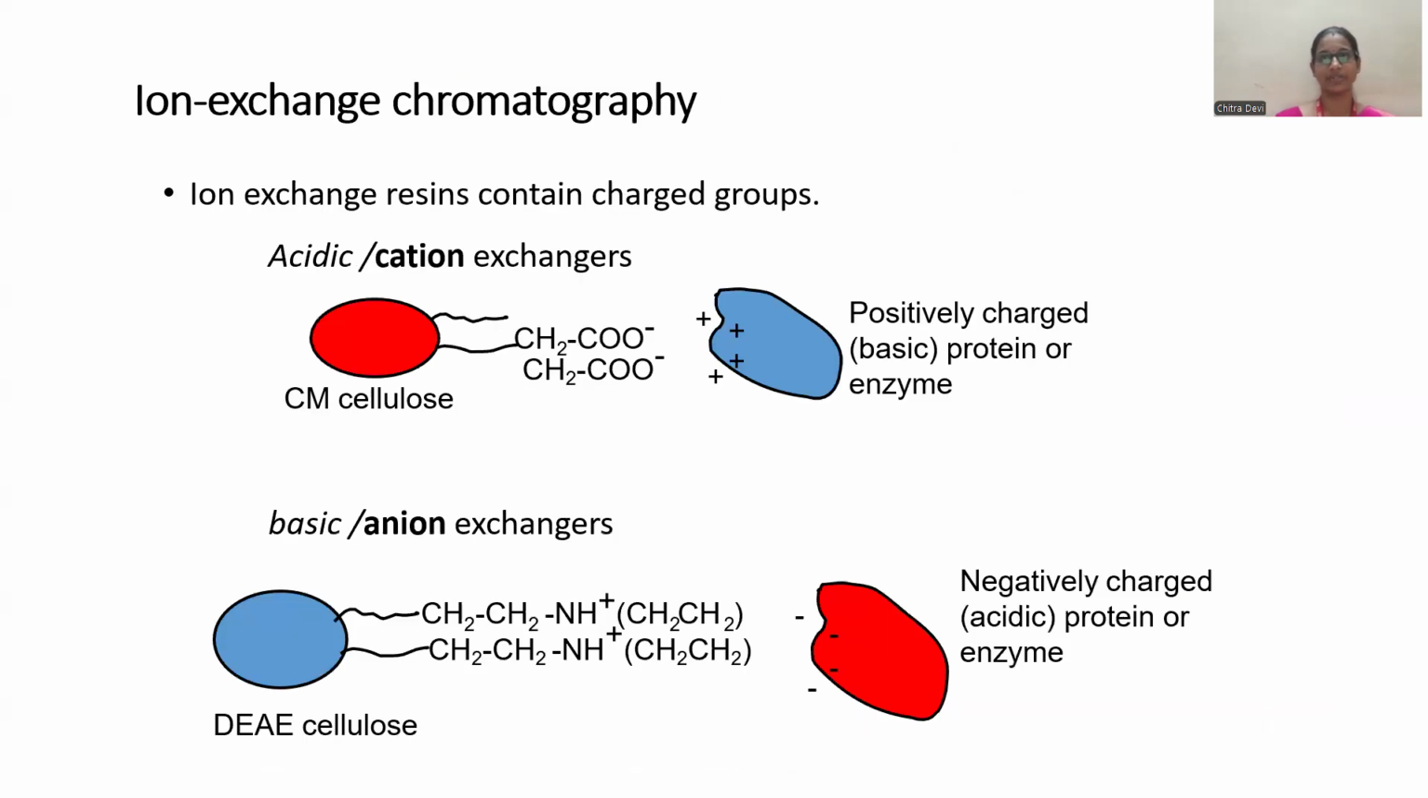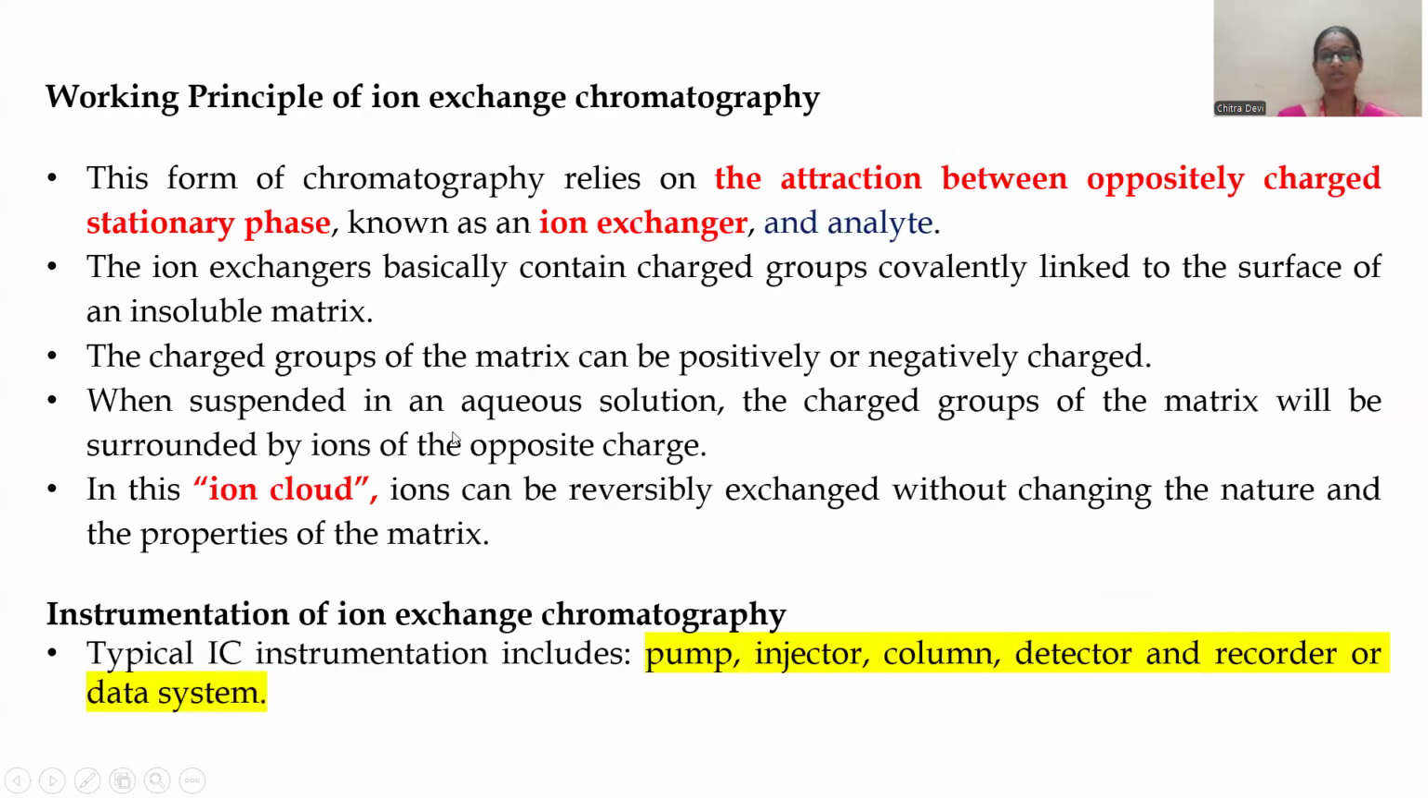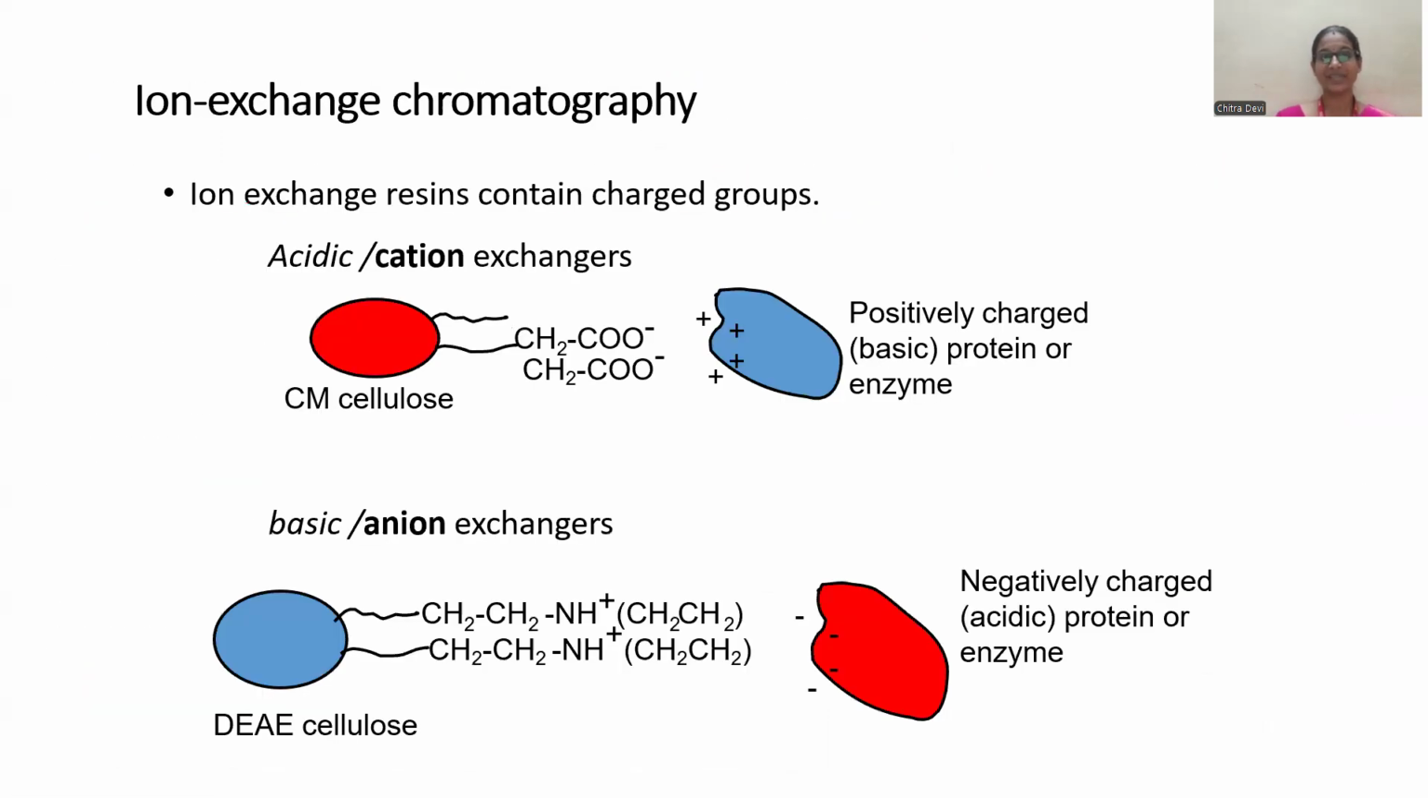So here you can see, I have told about anion exchanger and cation exchanger. So this will be the example. I have already told that the base material will be cellulose. Here CM cellulose will be there. You can see a carboxymethyl group attached to the cellulose. So it will be negatively charged and will attract positively charged compounds. So this will be called a cation exchanger.